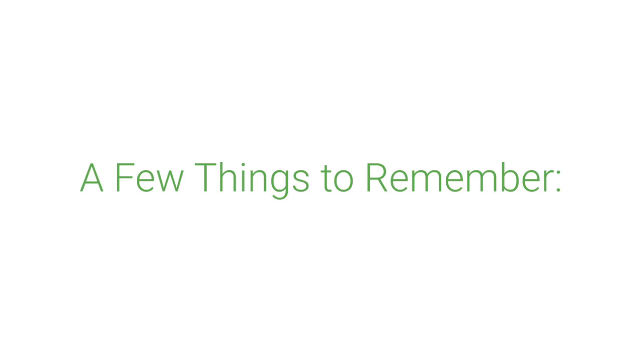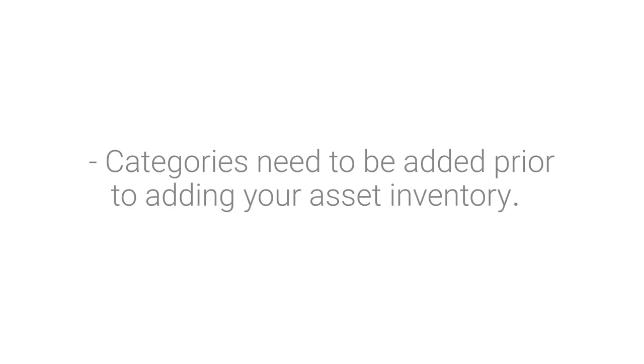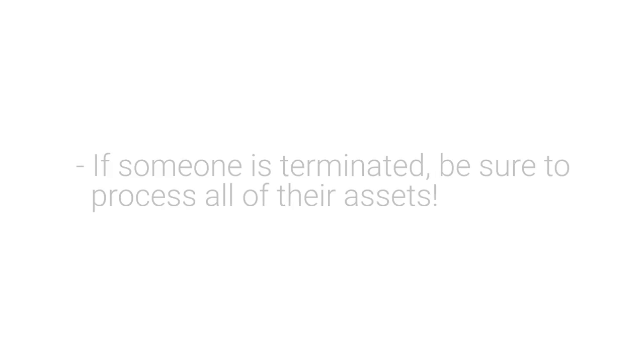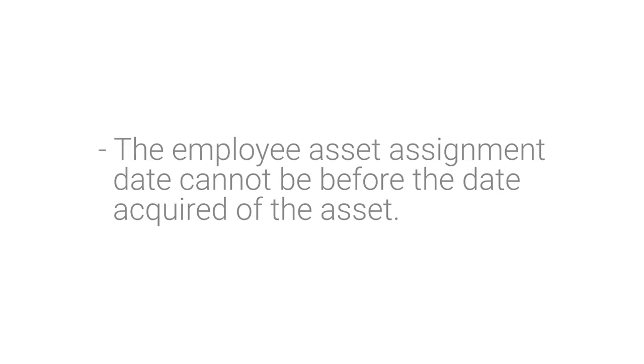A few things to remember. Categories need to be added prior to adding your asset inventory. An asset that has a category that is single assignment can only be assigned to one employee at a time. A multi-assigned asset can be assigned to multiple employees. If someone is terminated, be sure to process all of their assets. The employee asset assignment date cannot be before the date acquired of the asset.